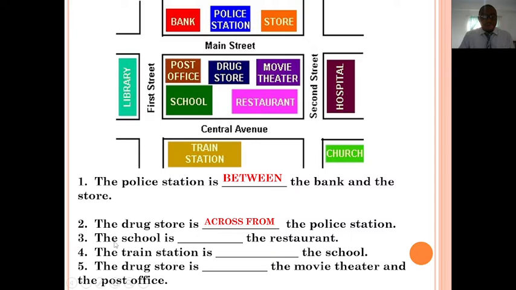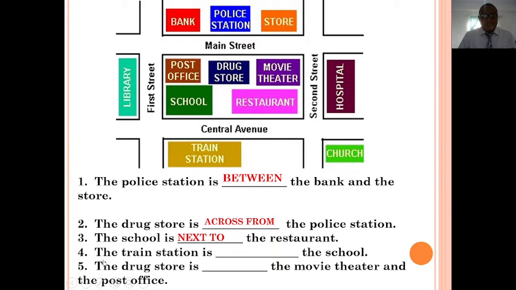Number 3, the school is the restaurant. So let's look at the school and the restaurant. So which is the correct preposition to use? Look at the school and the restaurant. Alright, the correct preposition is next to. Very good. So the school is next to the restaurant. The school is next to the restaurant.